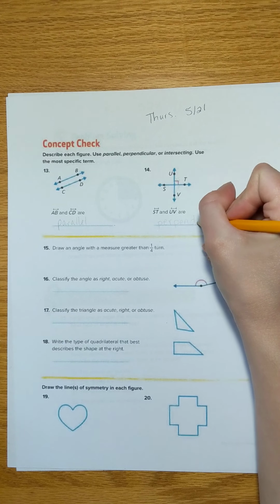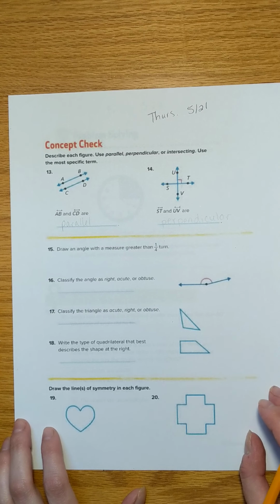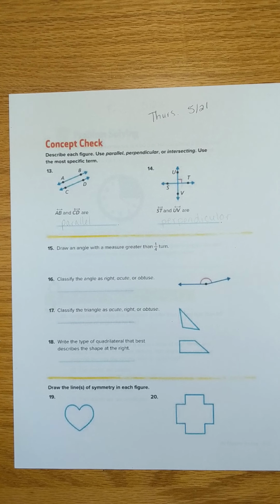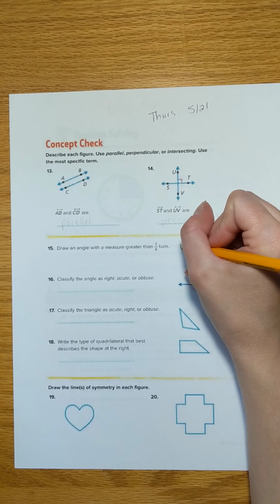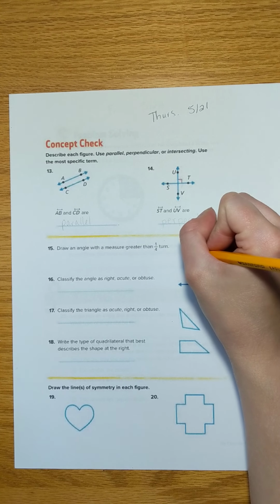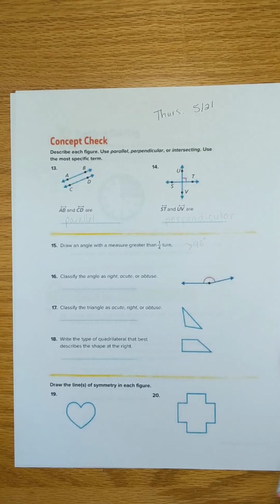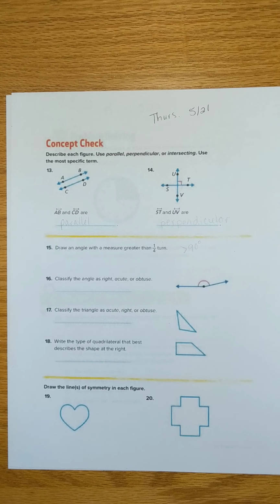Okay. Number 15. Draw an angle with a measure greater than a quarter turn. So you're going to draw an angle that has a measure larger than a quarter turn. A quarter turn would be 90 degrees. So I'm not going to draw an angle here, but I'm going to leave it to you. It would be larger than 90 degrees. So you're going to draw that angle. It would be obtuse if it's greater than 90 degrees, right?